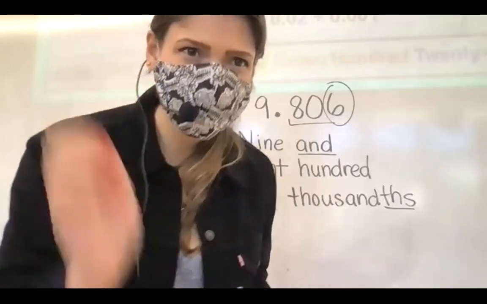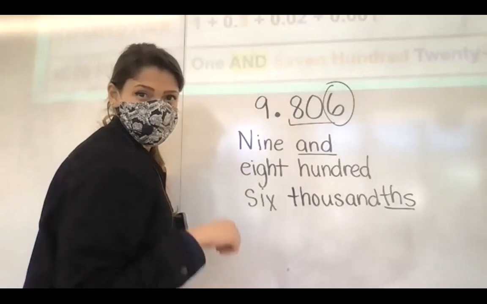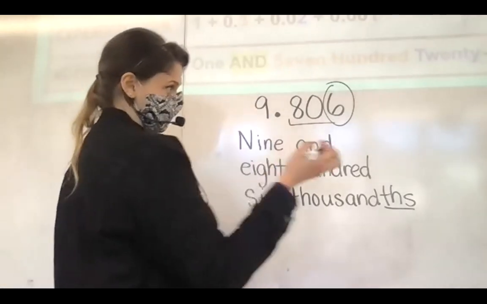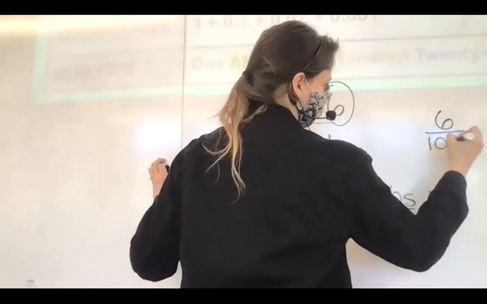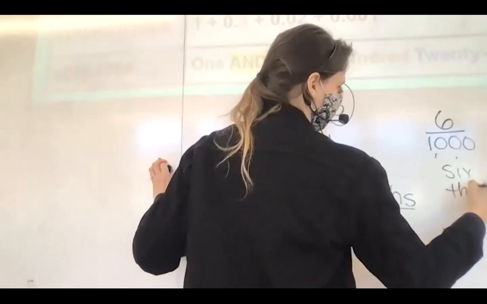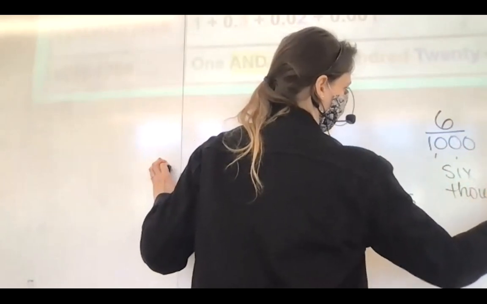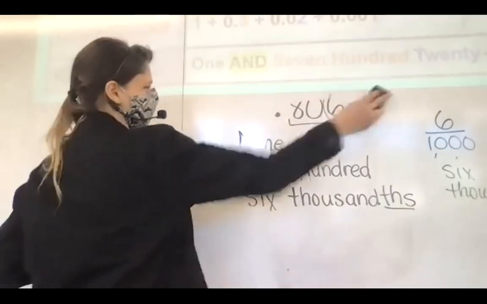The value of the 6, Maisie? The value of the 6 is 6 thousandths. 6,000 or 6 thousandths. I just want to know what the 6 by itself is worth. Just out of curiosity.